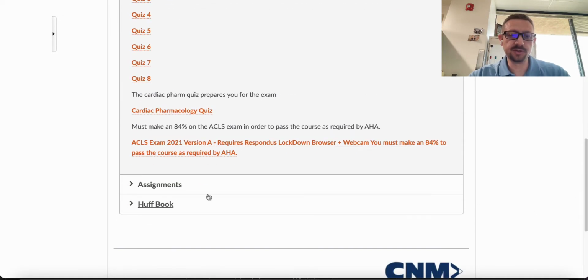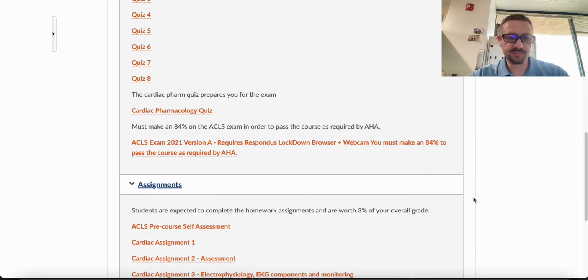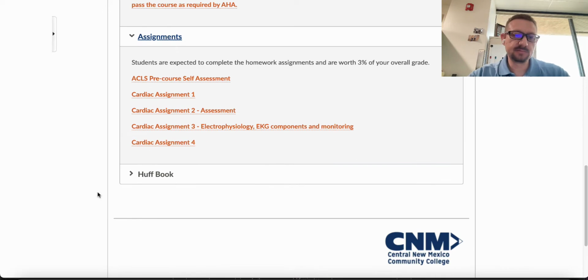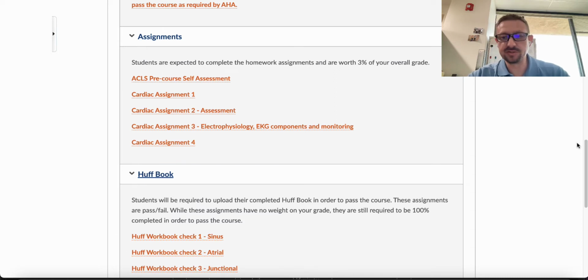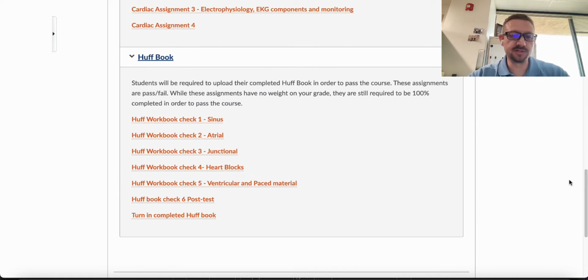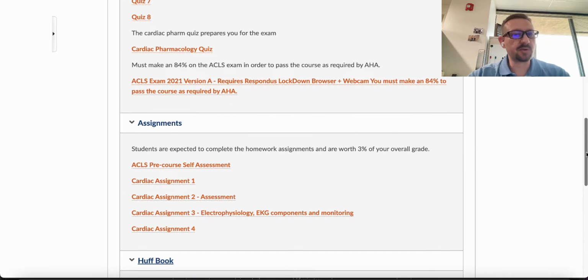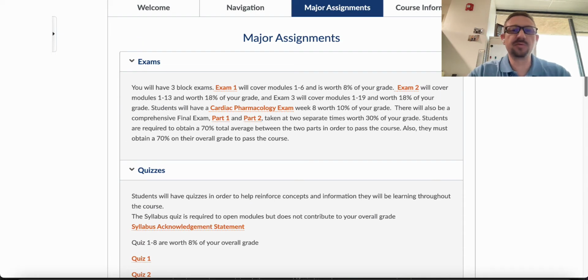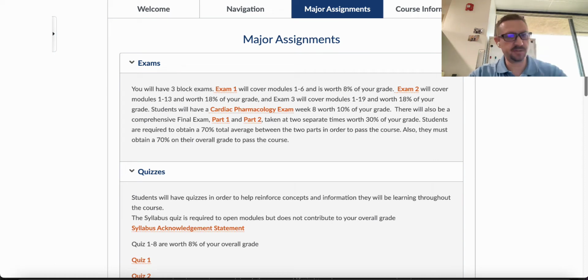All of our quizzes, including the syllabus quiz, our assignments, and the Huff book, which is also a set of assignments as well. These links should take you to the areas where you'll be submitting all of those assignments. Now they're buried in the module, so preferably you'll find them when you go through each step of a module. But again, quickly you can find them here if you need to, right before an assignment is due, you just have to find it and submit it. A great resource for you.